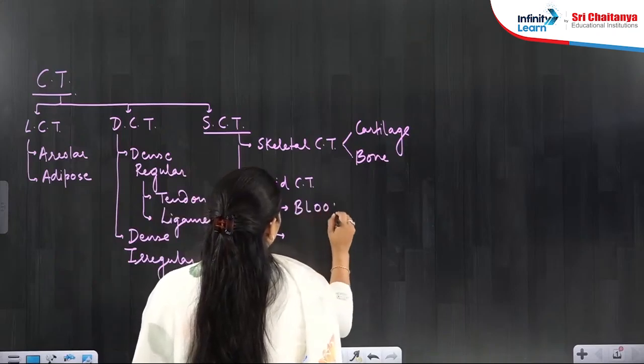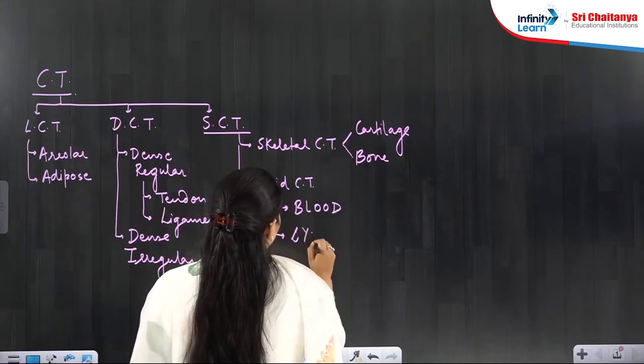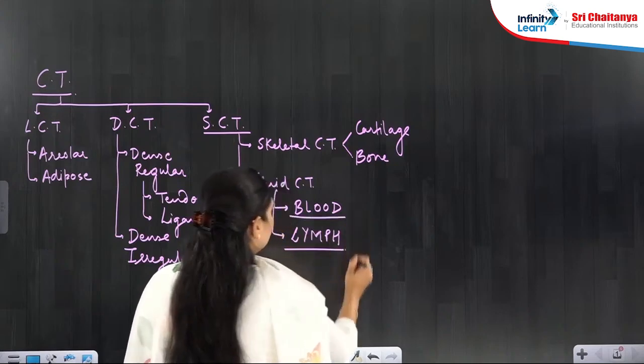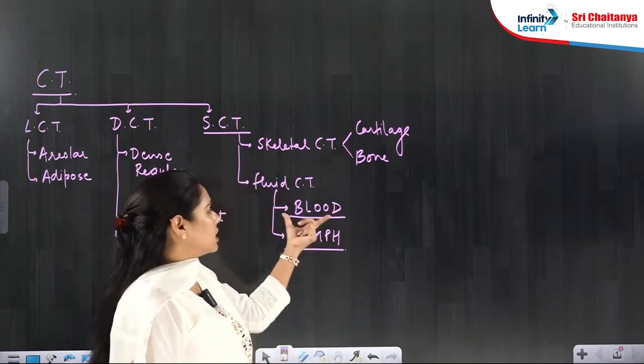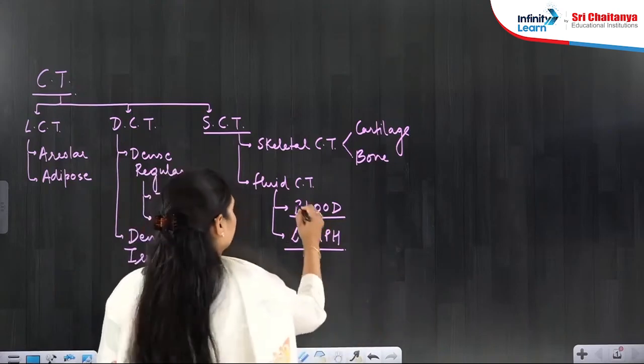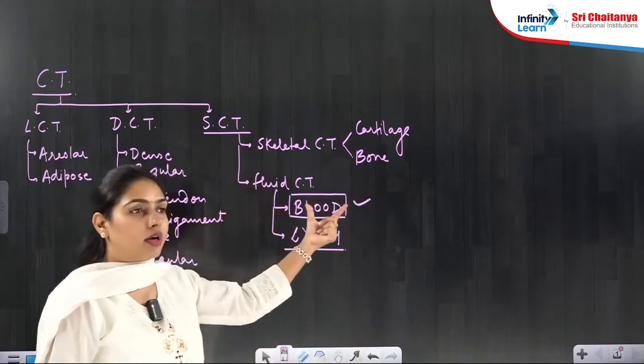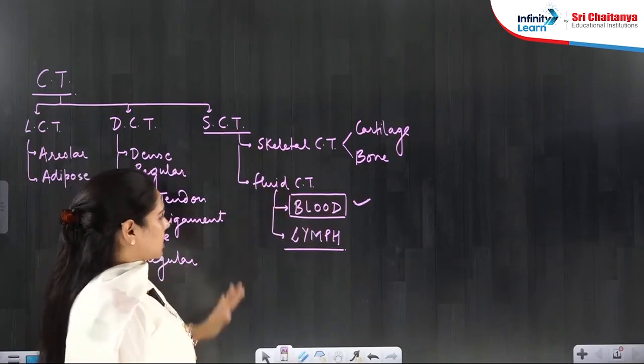In the fluid connective tissue, one is blood, another is lymph. If I get some time, I will explain lymph in brief, but mostly we are going to discuss blood today. Blood is very, very important. So I'm going to discuss blood now.